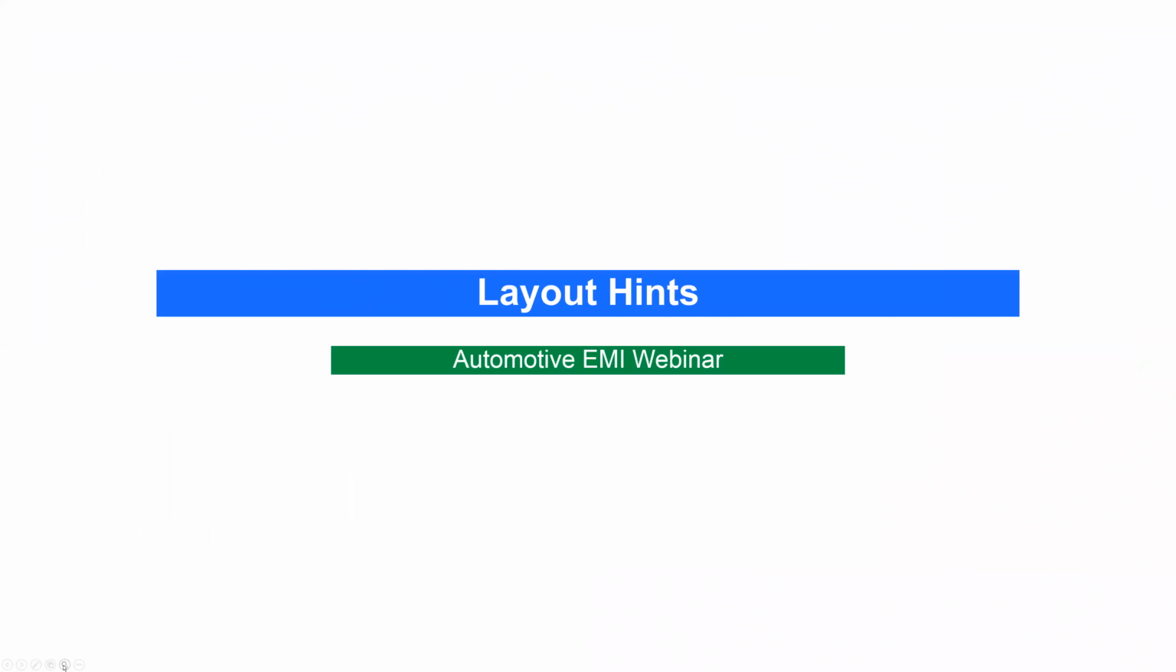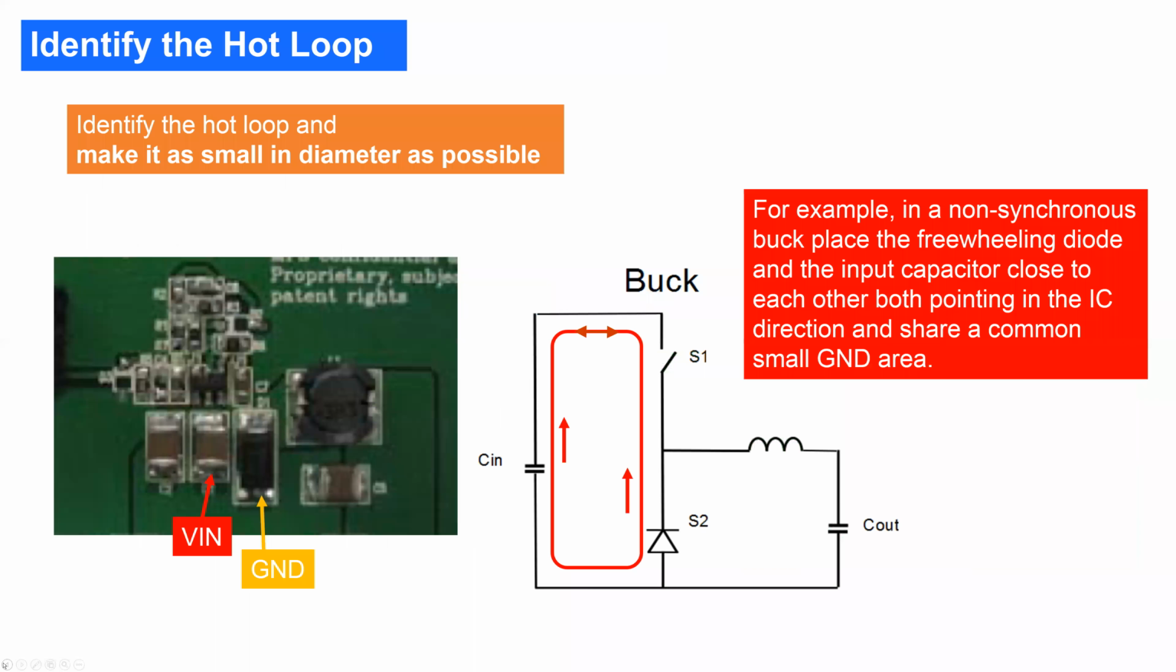And with that know-how, now let's go to the layout hints for a non-isolated DC to DC converter. I have here a pretty old DC to DC converter, which is non-synchronized. So I have a top switch and a bottom switch. Doesn't matter if the bottom switch is a diode. Now the hot loop still consists of the input capacitor, top switch, and bottom switch or diode. So that's the hot loop where the highest di/dt is.